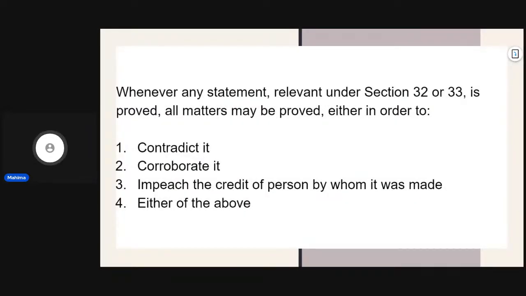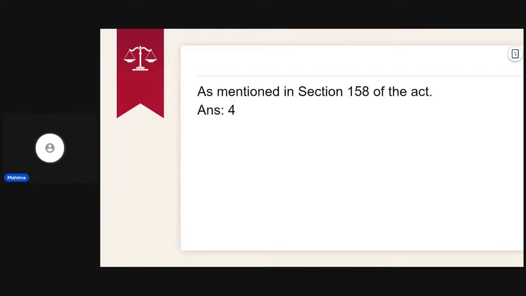Okay, whenever any statement relevant under section 32 or 33 is proved, all matters may be proved either in order to contradict it, corroborate it, impeach the credit of the person by whom it was made, either of the above. It is 53. Yes, not 153. Whenever any statement relevant under 32 or 33, that is the dying declaration, is proved, all matters may be proved either in order to contradict it, corroborate it. This exception is given under 153 where the evidence can be given, okay, but the character evidence section is 53.